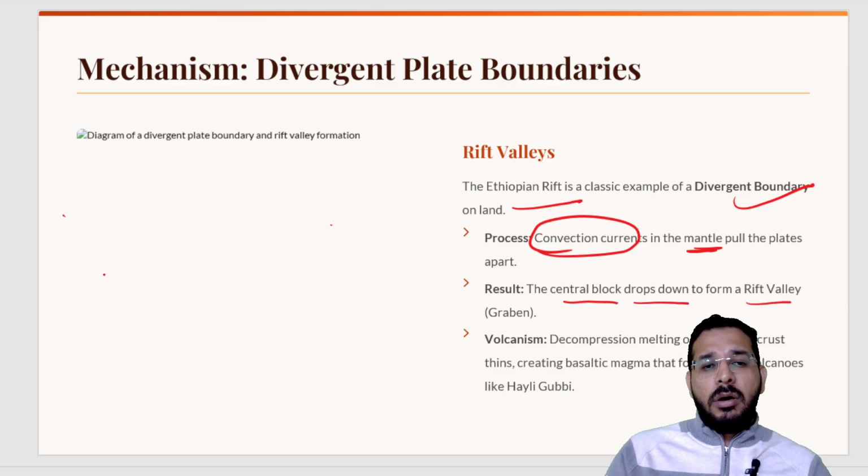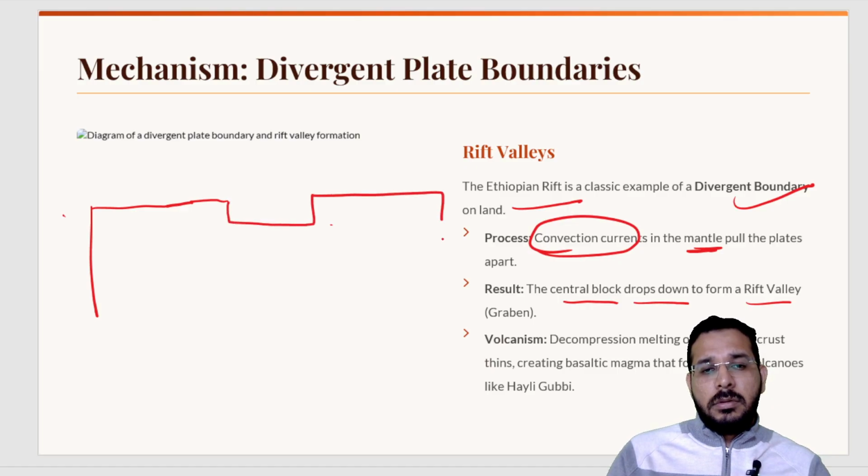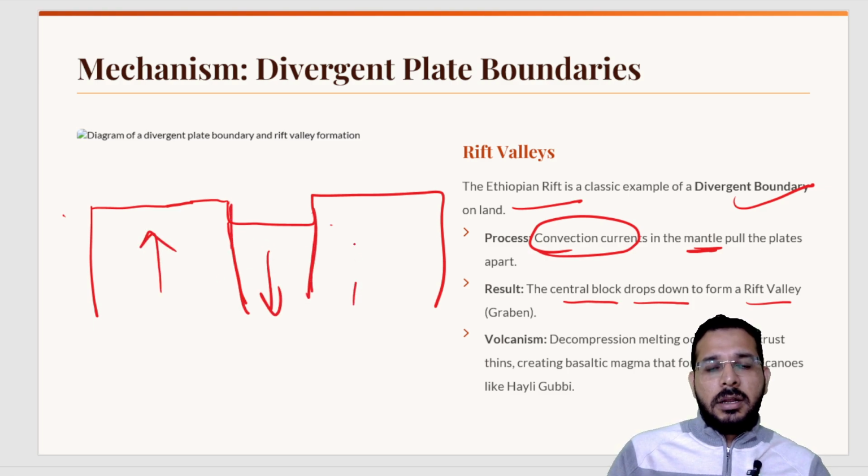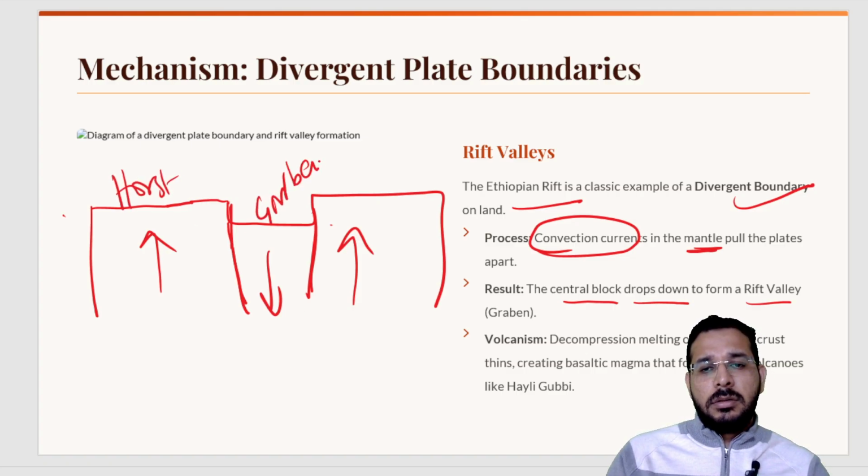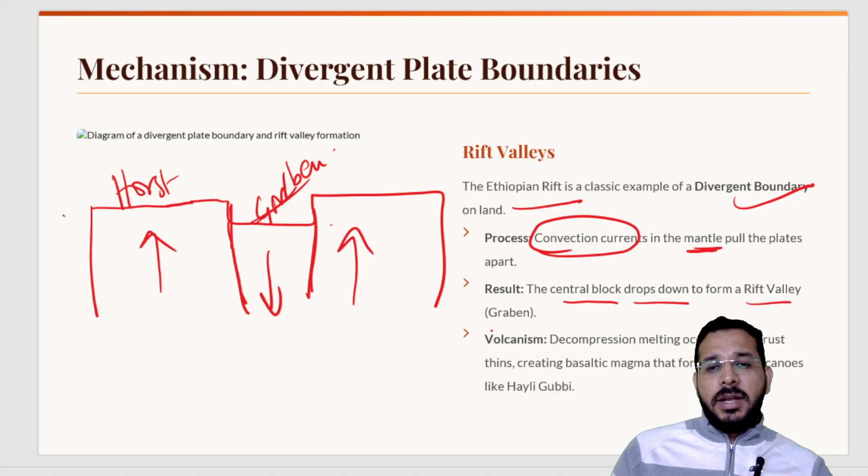We have Horst and Graben type of structures. So imagine this part of the plate, it is getting subducted. These parts are rising. So these are called Horst and these are called Graben. So the Rift Valley is in the Graben region.